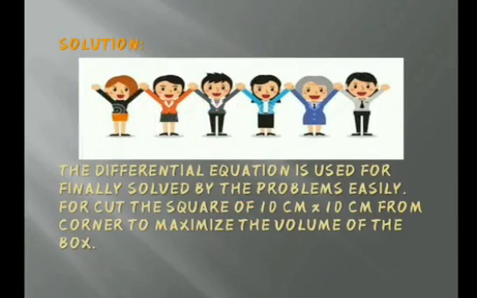So finally we got the solution of this problem: differentiation is used to solve such problems easily. By cutting squares of 10 cross 10 centimeter from the corners, we maximize the volume of the box. So we get the maximum volume of the cuboid box. Finally, we get the solution of this problem.